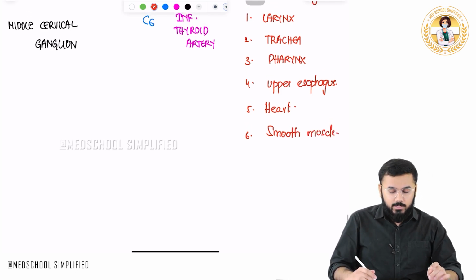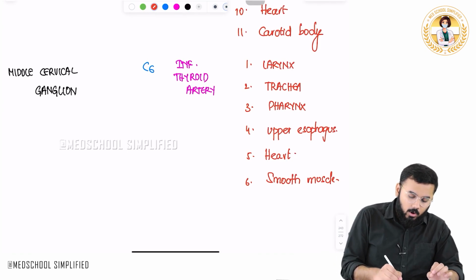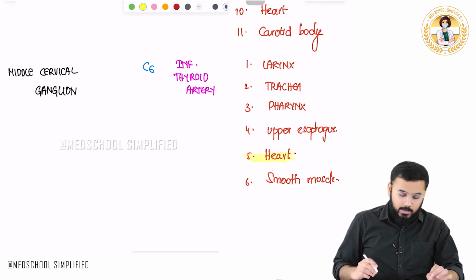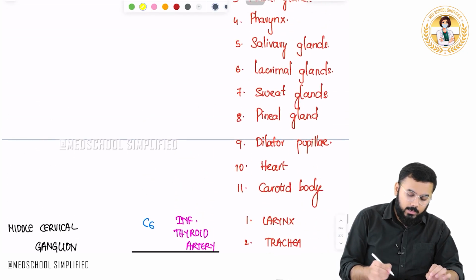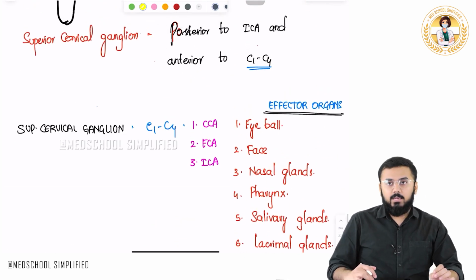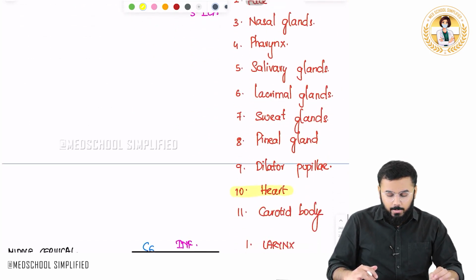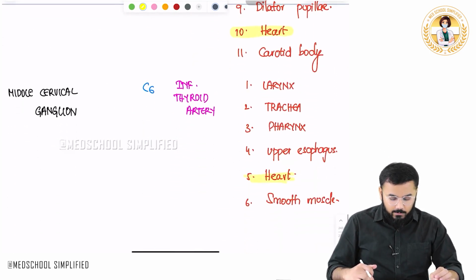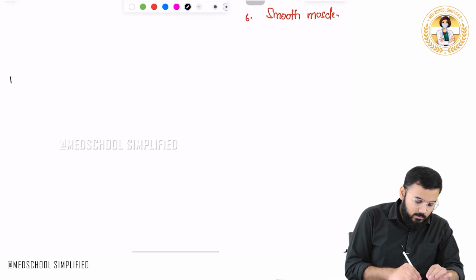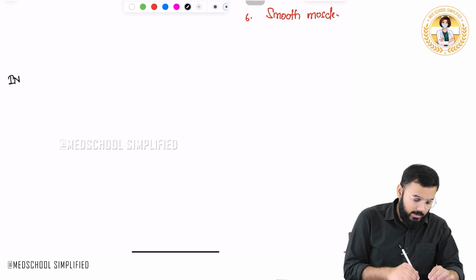One common thing which you need to know over here is the heart. The heart is supplied by your superior cervical ganglion. At the same time, the heart is also innervated by the middle cervical ganglion. So, superior cervical ganglion and middle cervical ganglion commonly innervate the heart.